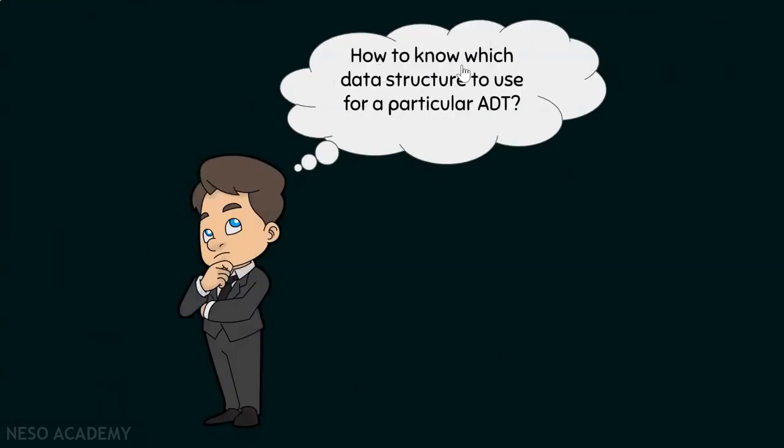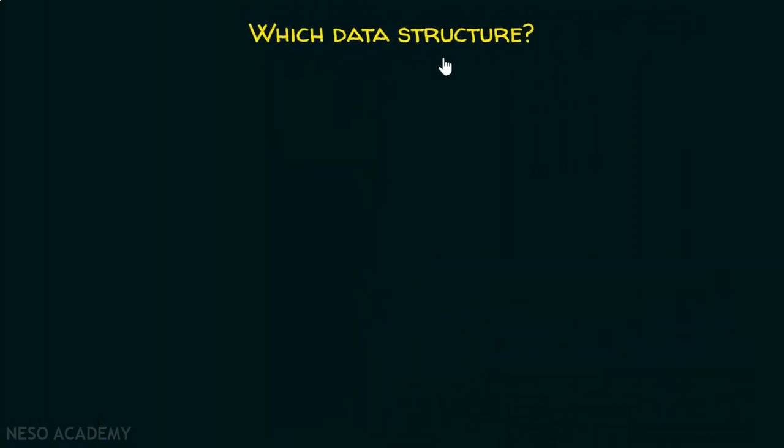But how to know which data structure to use for a particular ADT? That is the basic question. Obviously, this question immediately arises after knowing this point that there are multiple data structures for a particular ADT. But which data structure to use for a particular ADT is the question of concern. Let's tackle this question. Which data structure?